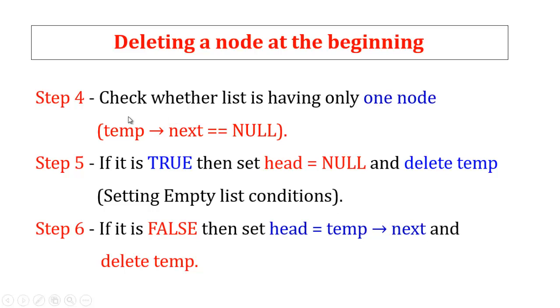And step 4, check whether the list is having only one element. How can I check this? Check whether temp next equal to null. If the temp pointer, the address of the first element, equal to null, the condition is true, which means only one element is present in the list. If it is true, then set head equal to null. We change the head pointer to null because we have to delete the single element from the linked list, and delete the temporary variable. That is setting the empty list condition. There is no element present in the linked list because the only one element present was deleted successfully. If it is false, then set head equal to temp next and delete temp.